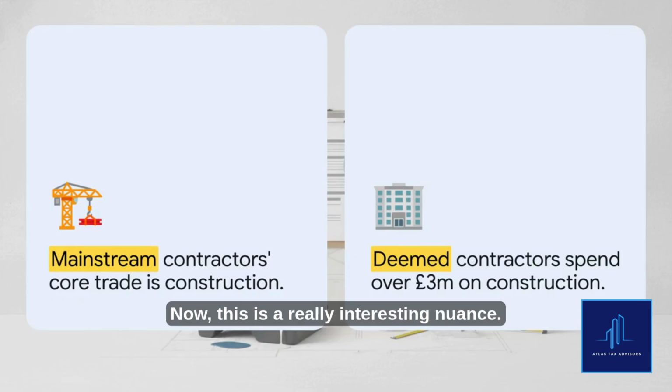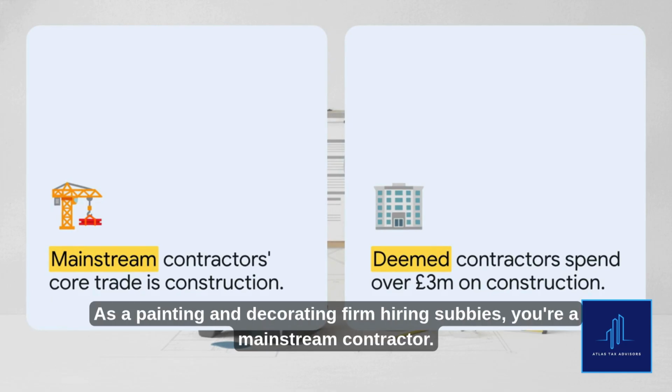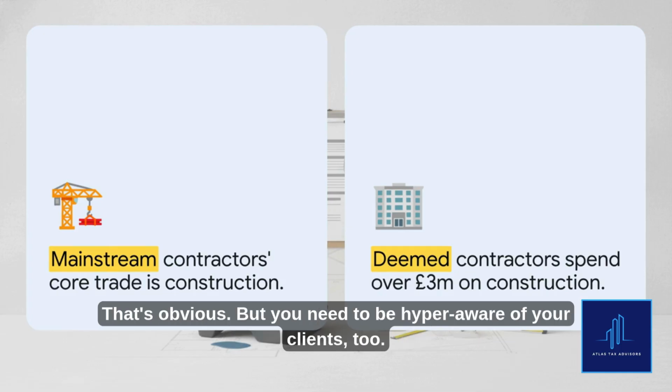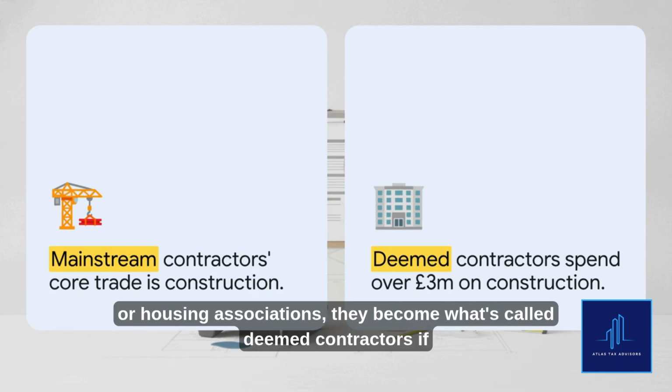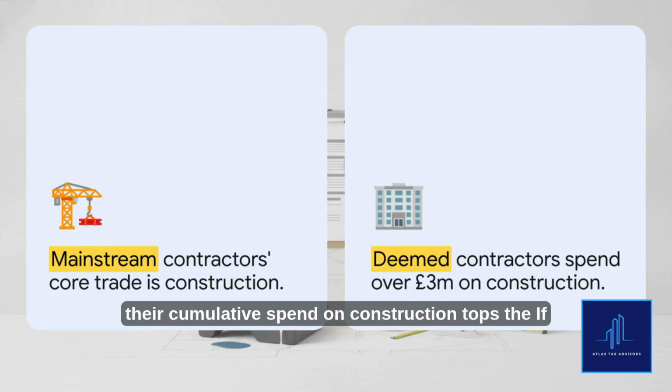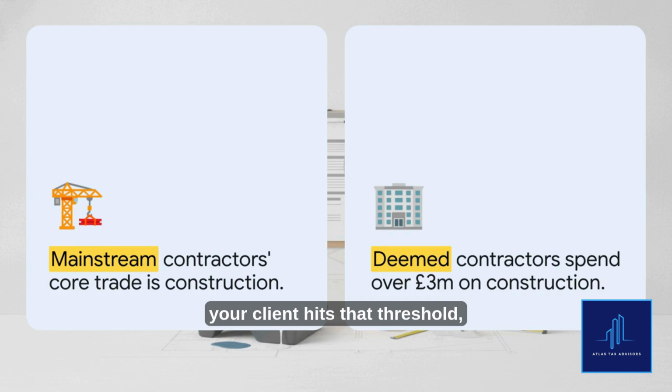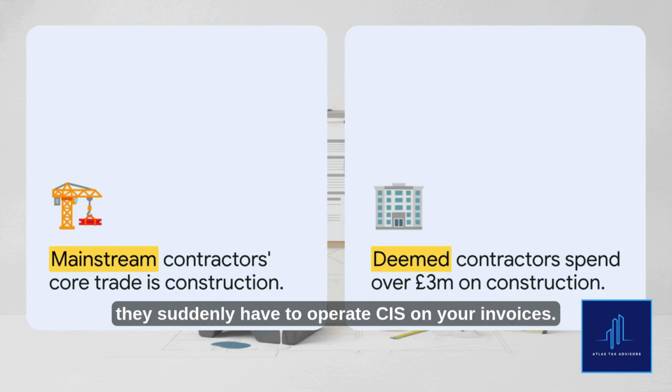Now, this is a really interesting nuance. Who actually counts as a contractor? As a painting and decorating firm hiring subbies, you're a mainstream contractor. That's obvious. But you need to be hyper aware of your clients too. Non-construction businesses, think retail chains, local authorities, or housing associations, they become what's called deemed contractors if their cumulative spend on construction tops £3 million within a rolling 12-month period. If your client hits that threshold, they suddenly have to operate CIS on your invoices.